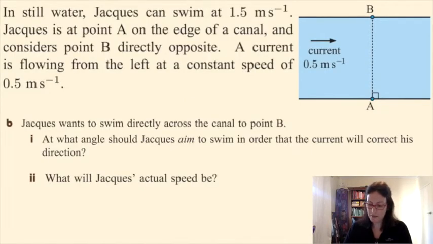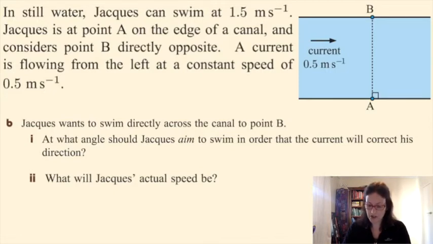The second part here, just putting the question back up here, and part B. He wants to swim directly across the canal to point B. So that's his aim. So at what angle does he need to aim to swim in order that the current will correct his direction? So I'm sure you can anticipate he has to aim somewhere out to the left here and swim at the speed that he can swim, 1.5 meters per second, and allow that current to help drift him back so that he ends up at B. And so we have to work out the angle and what his actual speed will be.